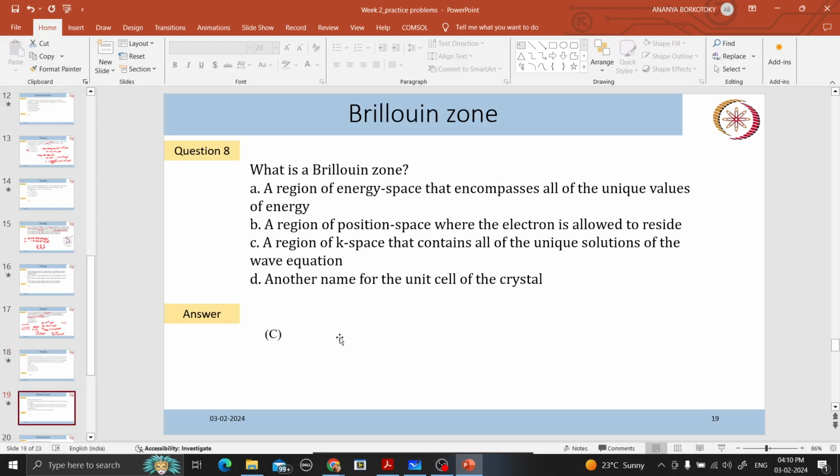Again, here I have already given the answer. Let's go through this question again. What is a Brillouin zone? A region of energy space that encompasses all the unique values of energy; a region of position space where the electron is allowed to reside; a region of K space that contains all the unique solutions of the wave equation; or another name for the unit cell of the crystal. So the answer I have already given is C, but what do you think about the other options?